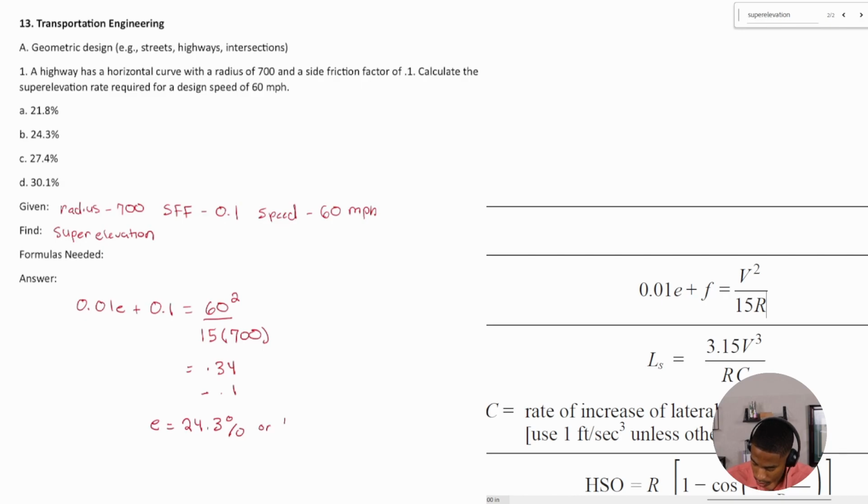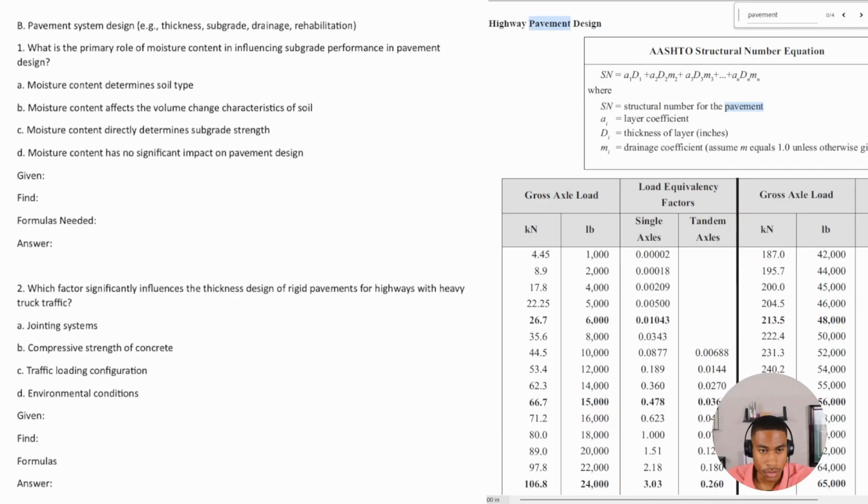Number two says, what is the primary role of moisture content in influencing subgrade performance in pavement design? When we think of subgrade and pavement design, I just want to give you a visual of what this looks like.